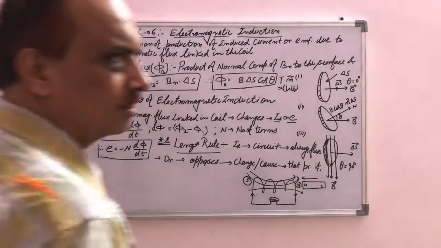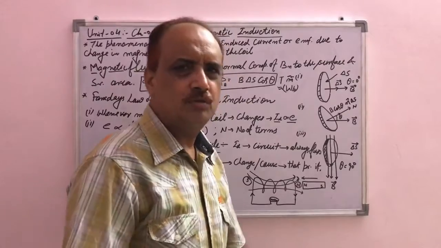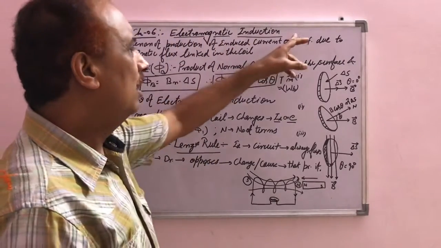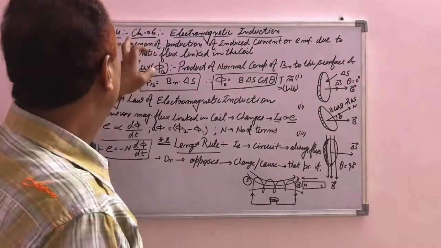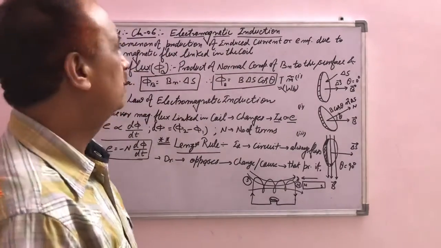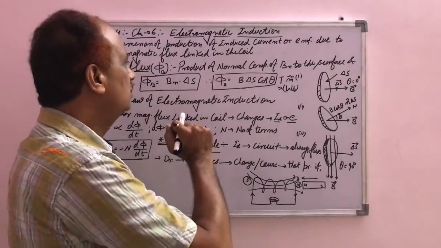Hello students, today I am going to start the new unit number 4, that is electromagnetic induction and alternating current, but the chapter number 6 is electromagnetic induction. Now in your syllabus is electromagnetic induction. What is the electromagnetic induction?